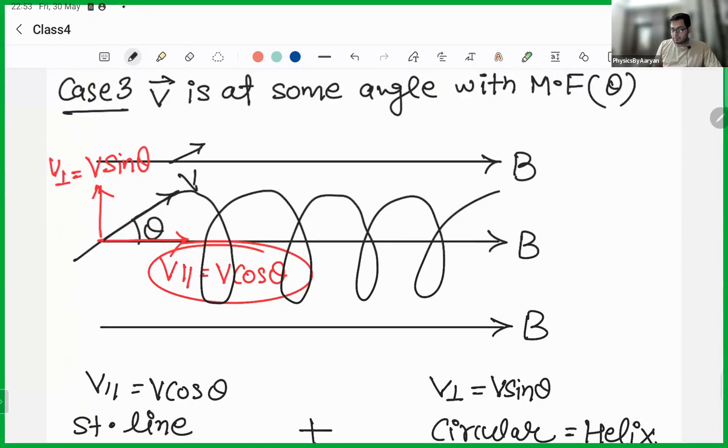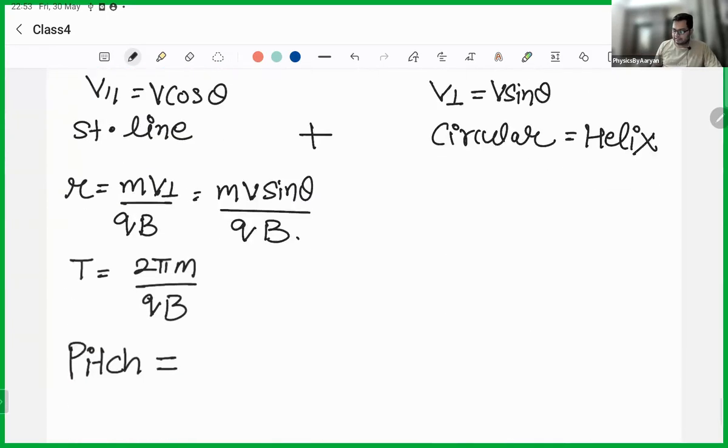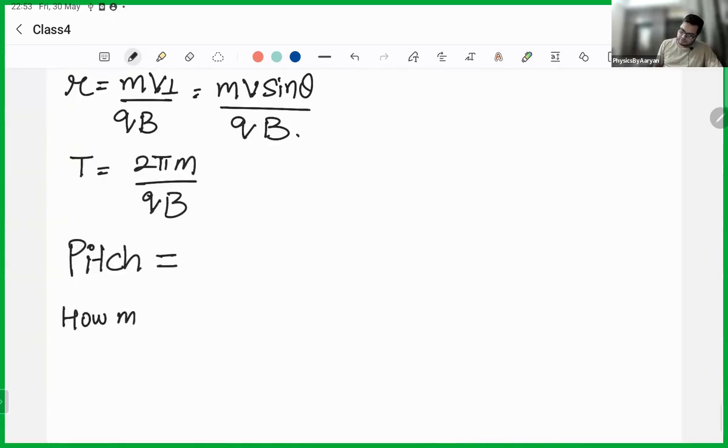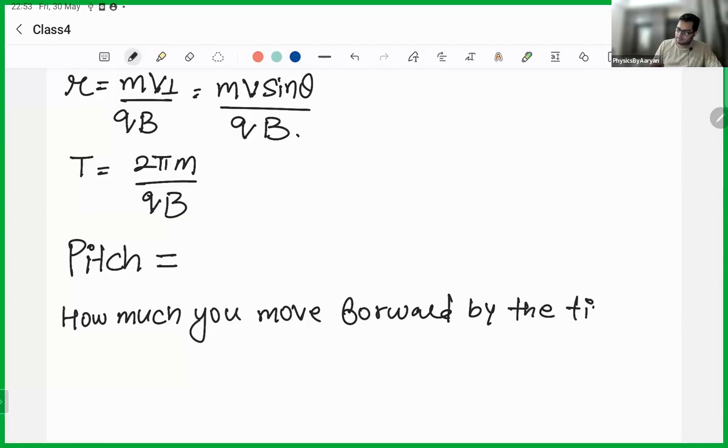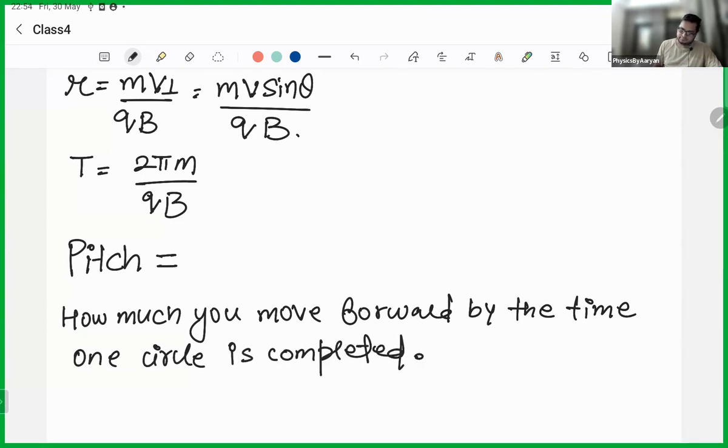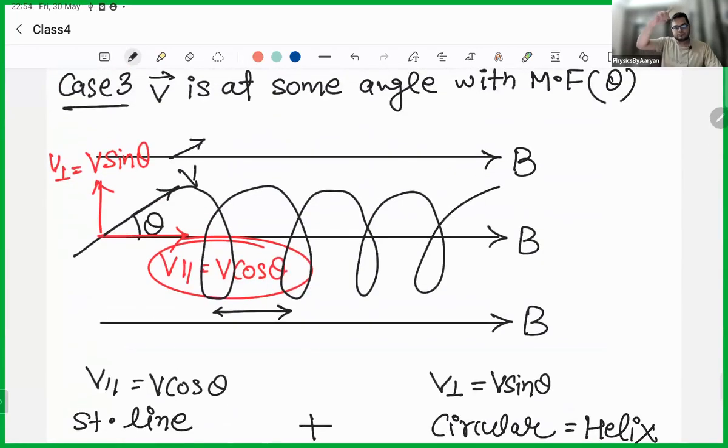Pitch. Now, what is pitch? Pitch is how much you move forward by the time you complete one revolution. So let me write this. How much you move forward by the time one circle is completed. So by the time one circle is completed, you will also move somewhat forward. So this much you will move forward, and that is known as pitch.